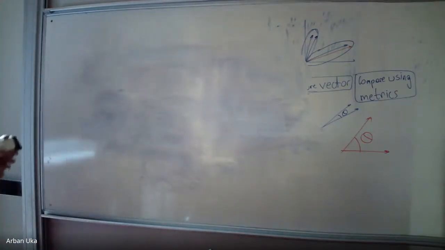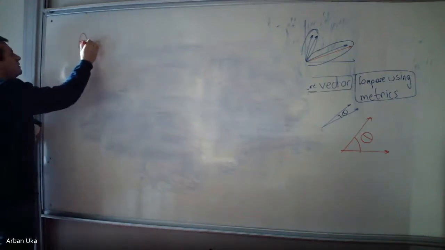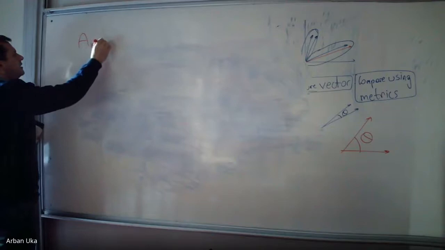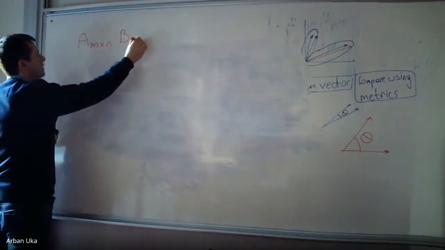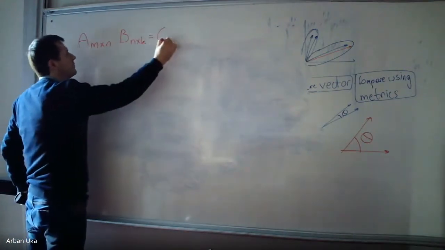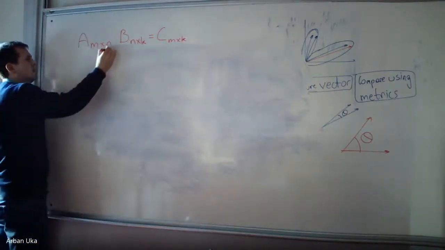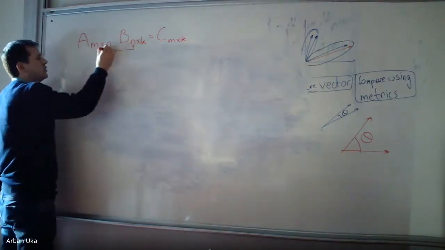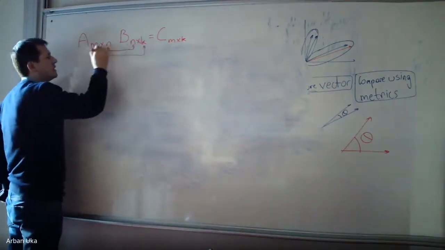Here we go. For example, any matrix A, which is m by n, we multiply this one with a matrix B, which is n times k. This is going to be equal to a matrix which is m times k. So this is how multiplication works. These two indices should be equal, and the answer is going to have dimensions like these.